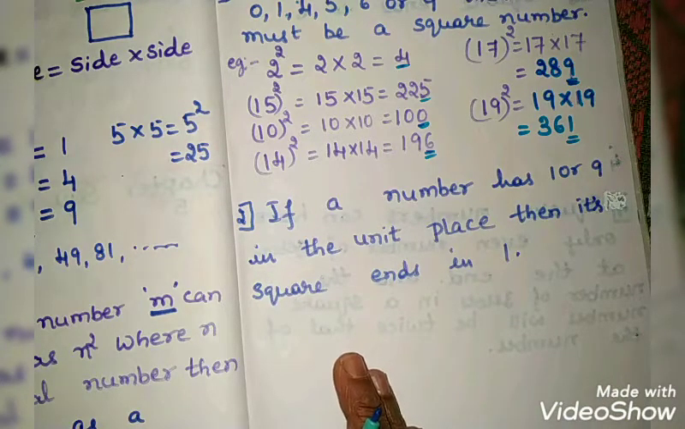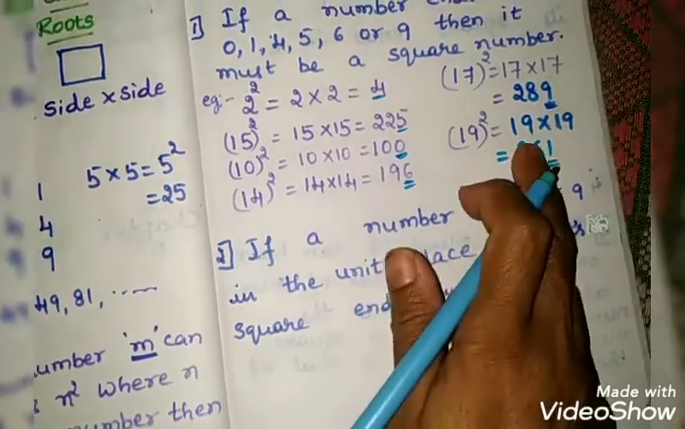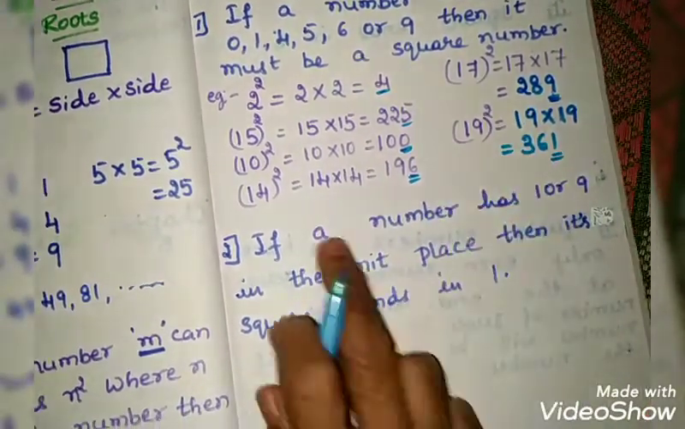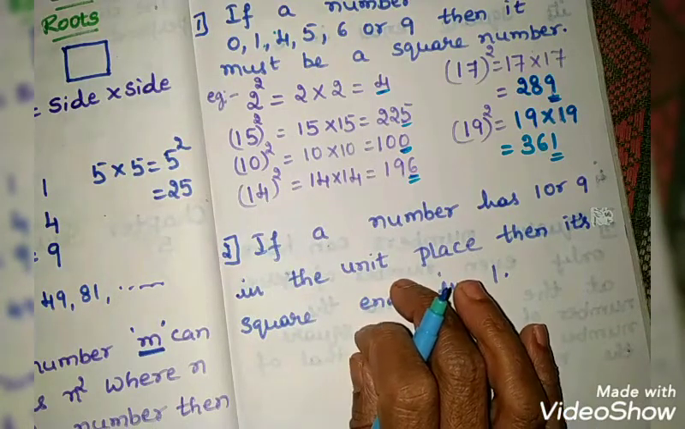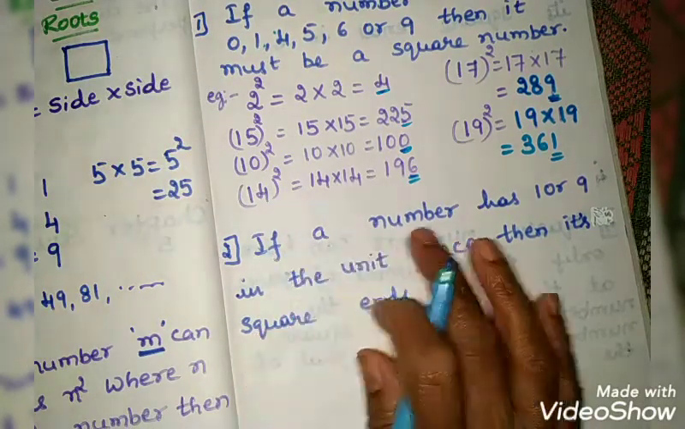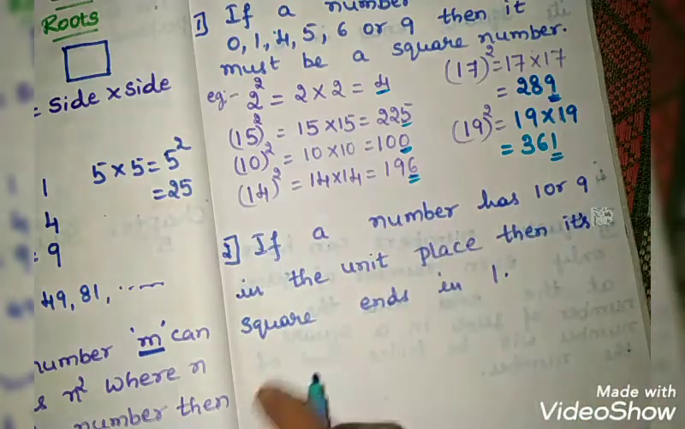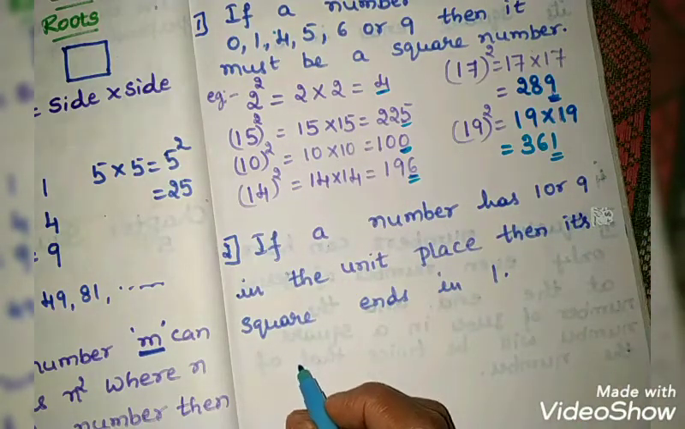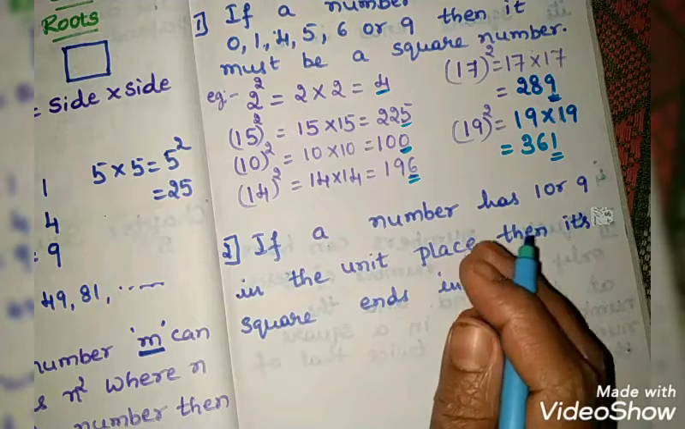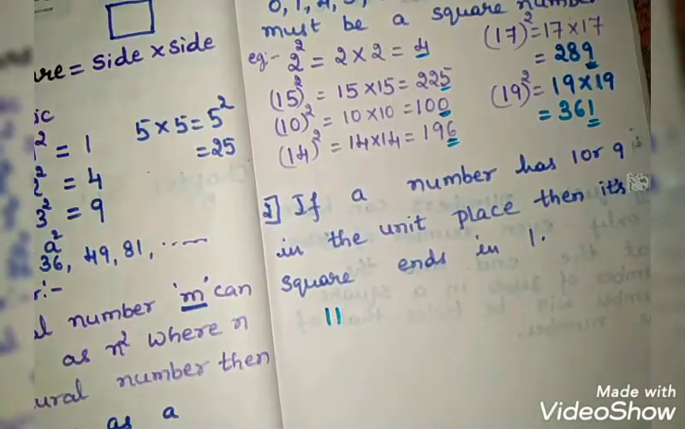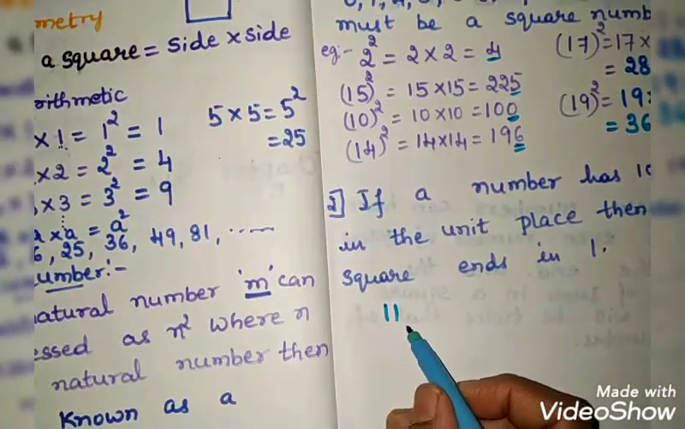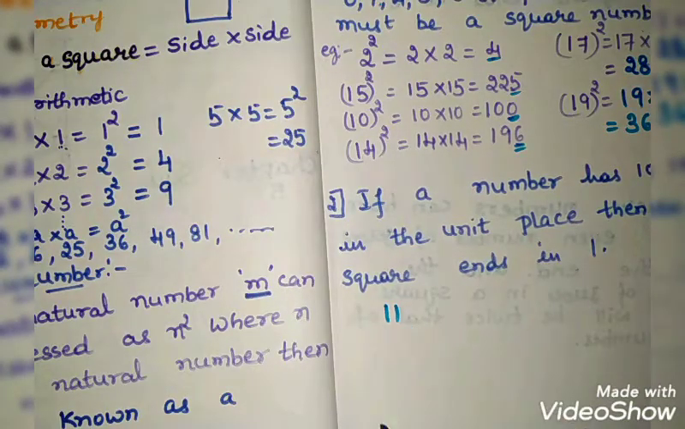Shall we check it out? You can repeat the same example also here. If a number, did you understand the statement here? See here, if a number has 1 or 9 in the unit place, let me take the example which is having the 1 in its unit place. 11 I will take, okay. 11 is having 1 in its unit place now.